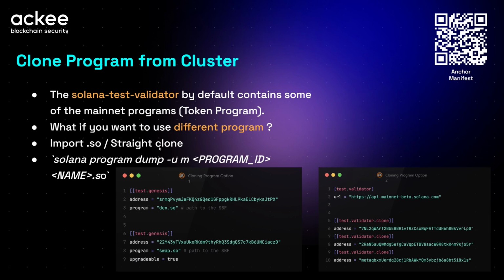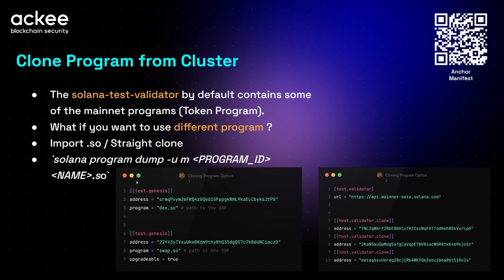The second option, which is, I would say, more simple, because you do not need to dump the program from the desired cluster: you can specify the URL of the cluster. In my example it is mainnet, but it can also be devnet, or a different URL. Then you specify the program ID, and Anchor will automatically clone this program from the cluster and include it in the Genesis. This is a more straightforward option than the first one, but you can use both.